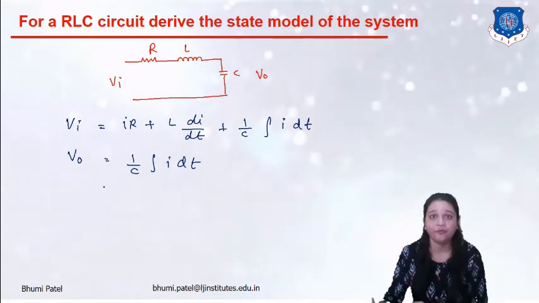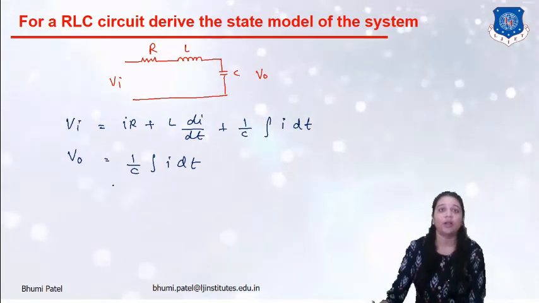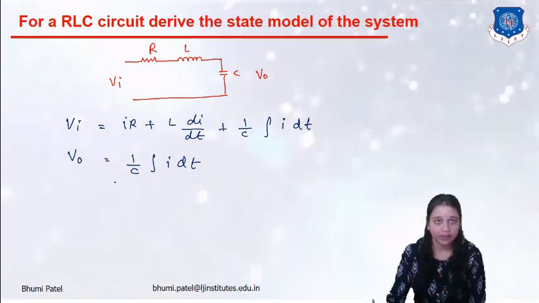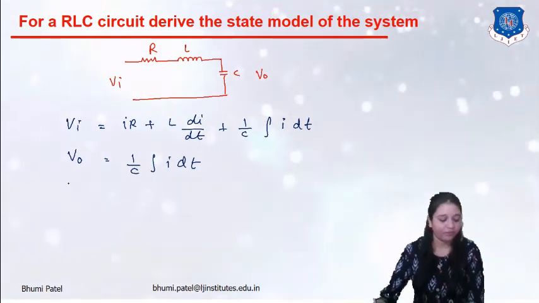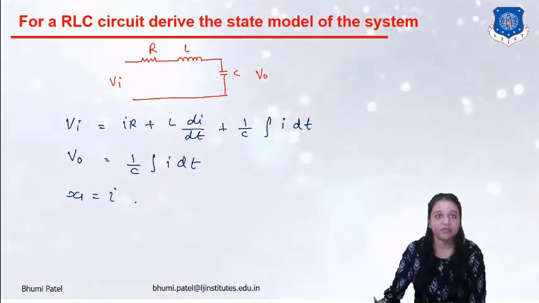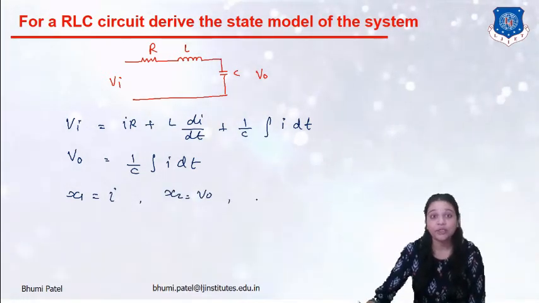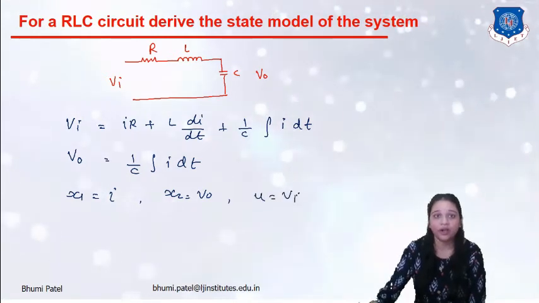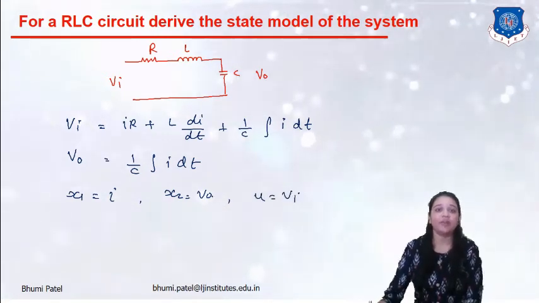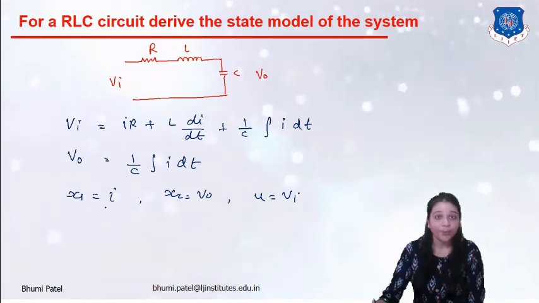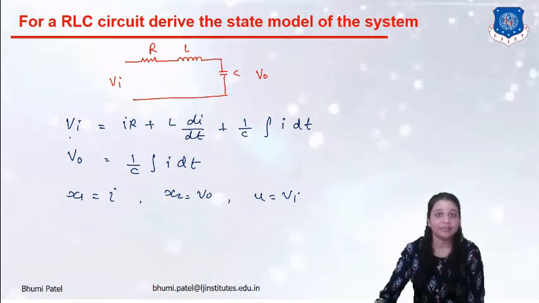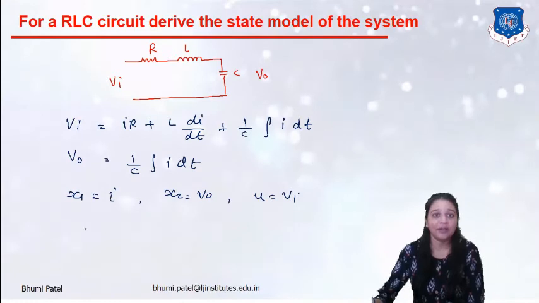Now we have to define the state variables to derive the RLC circuit transfer function. Suppose x1 is my state variable, x1 is equal to current, x2 is equal to output voltage, and u is equal to input voltage. These are my state variables for this RLC circuit. So put these state variables in the equation. Put Vi equal to u.